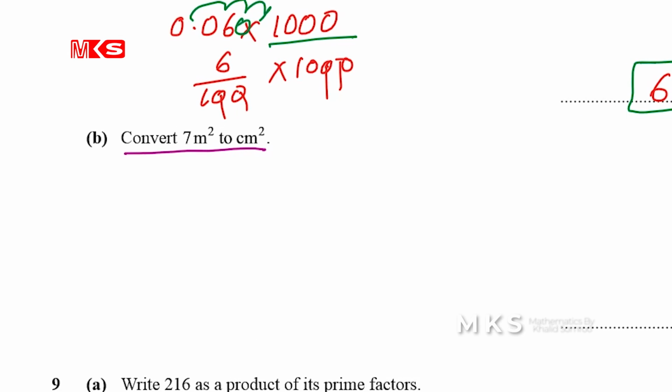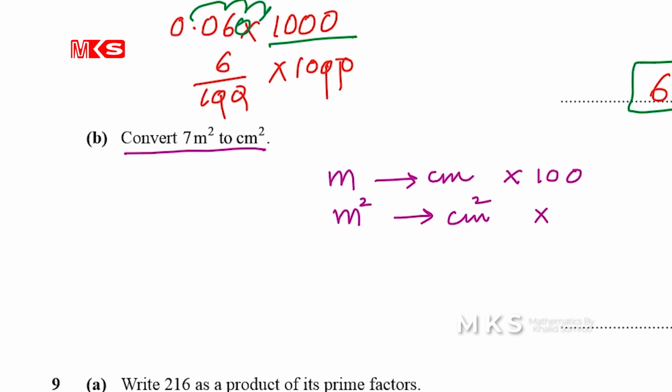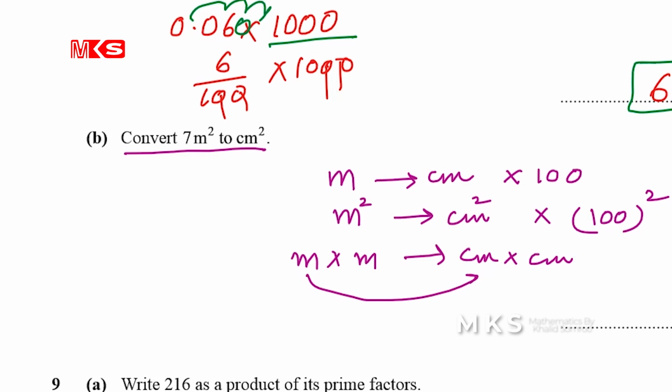Part B: convert 7 meters square to centimeter square. When we convert meter into centimeter, we multiply by 100 because there are 100 centimeters in 1 meter. In this case, we are converting meter square into centimeter square, so we will not multiply by 100, actually we will multiply by 100 square. Meter times meter is equal to centimeter times centimeter, so 100 for this part and 100 for the other part.